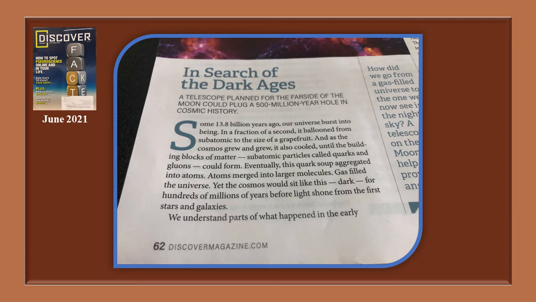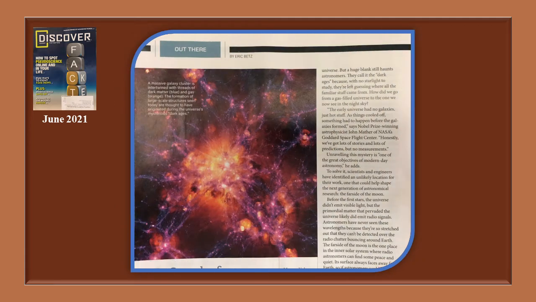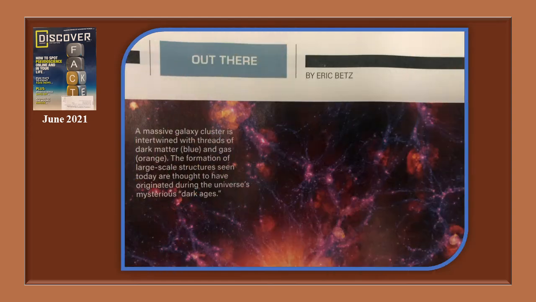But I do want to start off first about this picture, and I want you to explain a little bit about this fantastic looking picture of purples and yellows and reds that says a massive galaxy cluster is intertwined with threads of dark matter, blue, and gas, orange. The formation of large-scale structures seen today are thought to have originated during the universe's mysterious dark ages. Well, that's lovely. It's gorgeous. It looks like a kaleidoscope. I love my kaleidoscope.